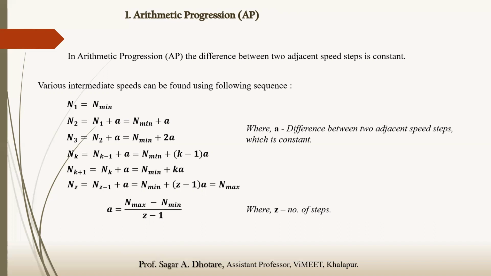So how can we calculate the value of a using the maximum and minimum speed and the number of stages? a is equal to (n max minus n minimum) divided by (z minus 1). This is the constant difference between two adjacent speed steps, where z is the number of steps.